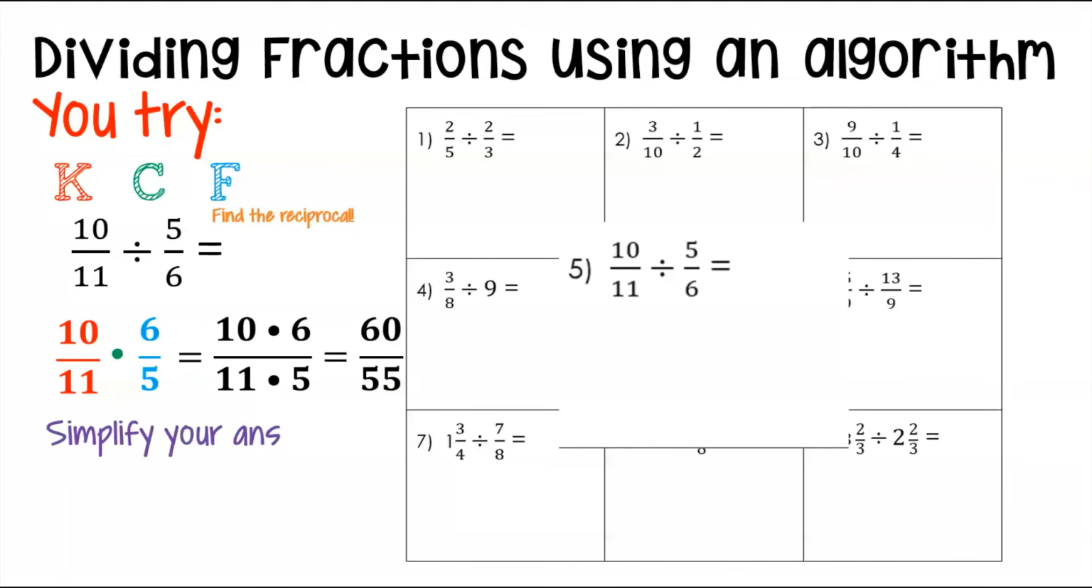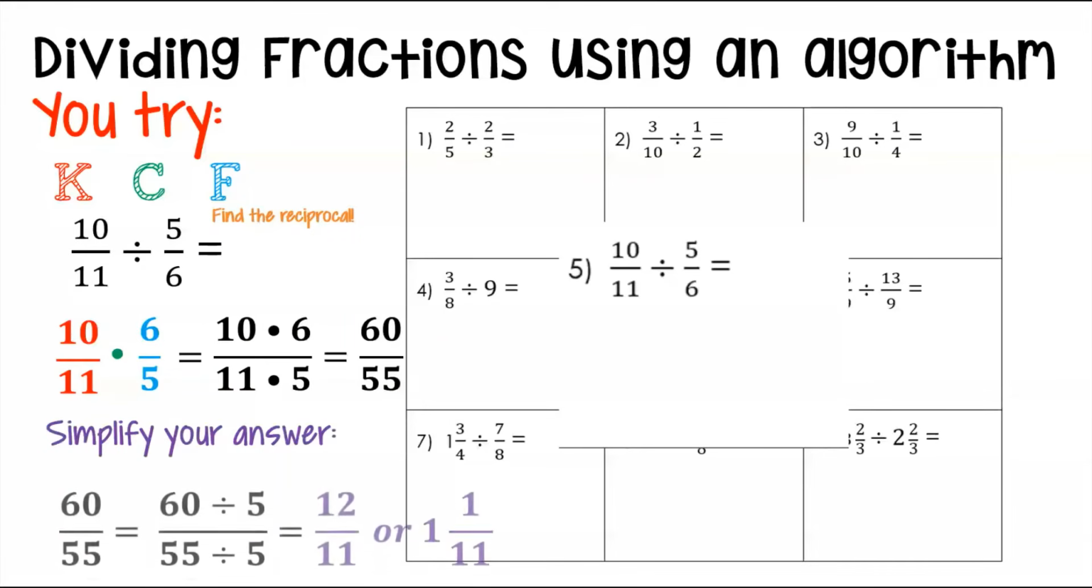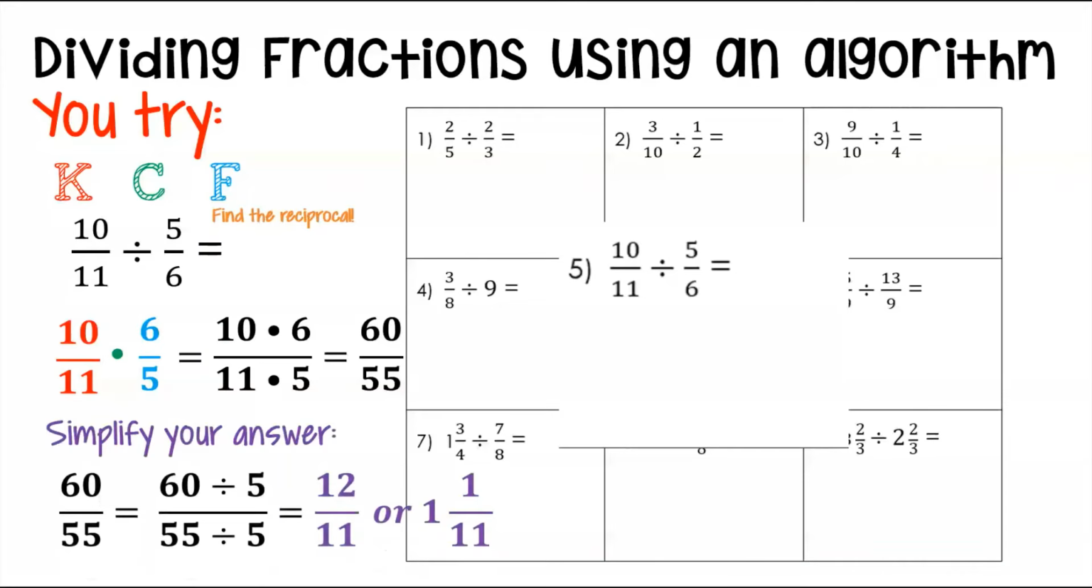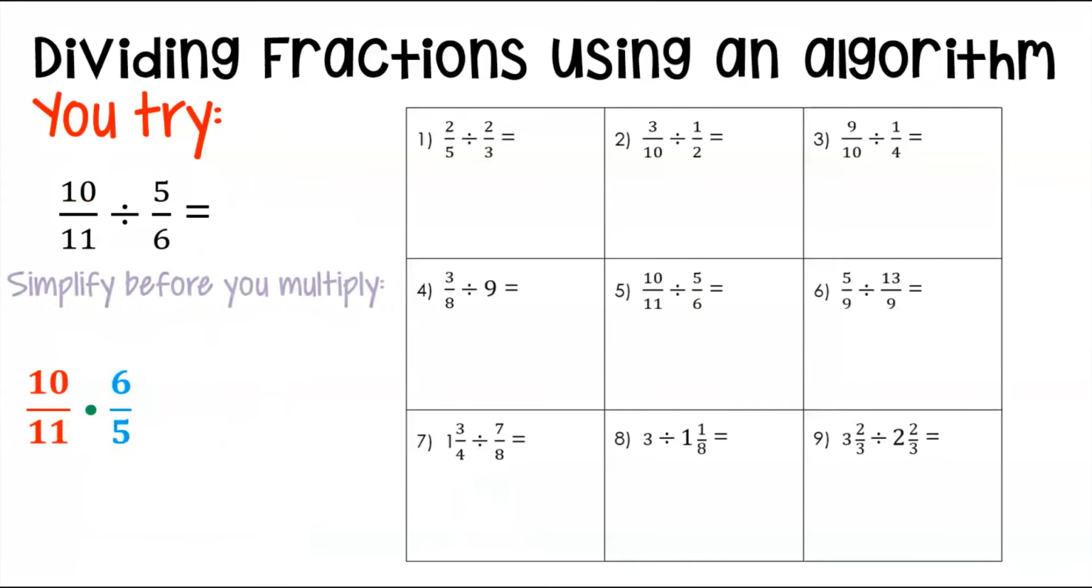Don't forget, you need to simplify your answer. So 60 and 55 share a common factor of 5. If we divide by 5 on the top, we get a 12. If we divide by 5 on the bottom, we get 11. So our final answer will be 12/11 or 1 and 1/11. Those are equivalent fractions, and both of them are acceptable answers, but you need to be able to recognize them both.